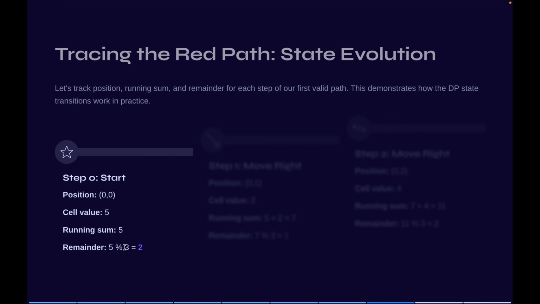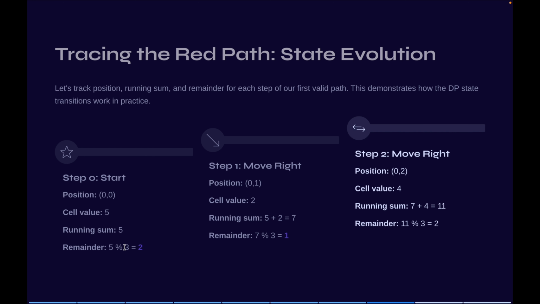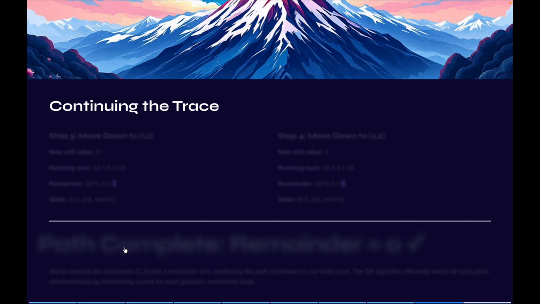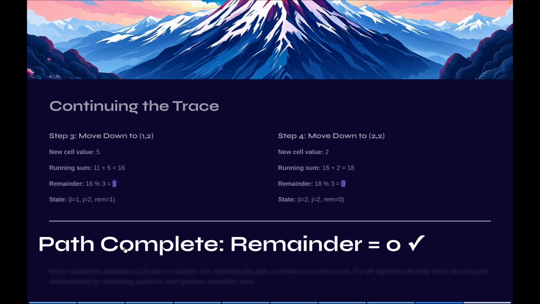So if we start from 0, we will say okay, position 0 0, cell value is 5, running sum is 5, so we will take the remainder, you will get definitely 2. Then we have to move to the right side, so position becomes 0 1, cell value is 2, and if you take the running sum, you will get 7, remainder is 7 mod 3, you will get 1. So like this we will keep moving ahead, tracing the values there, and finally we will get, right, if the path is complete, the remainder is 0, right, you can see.